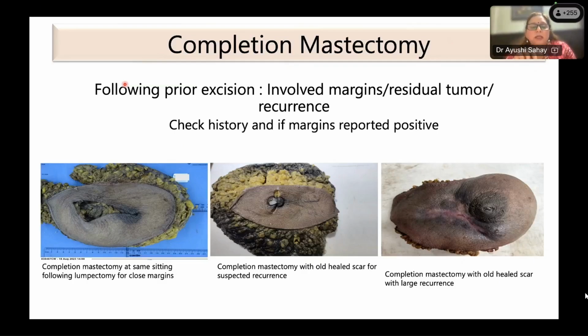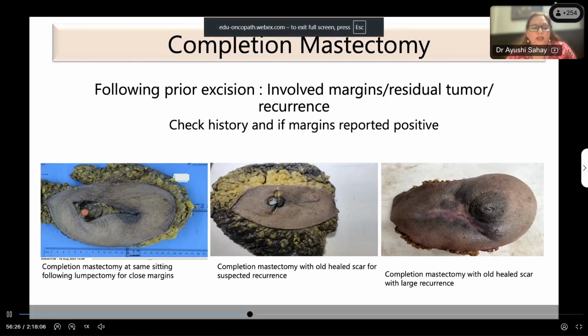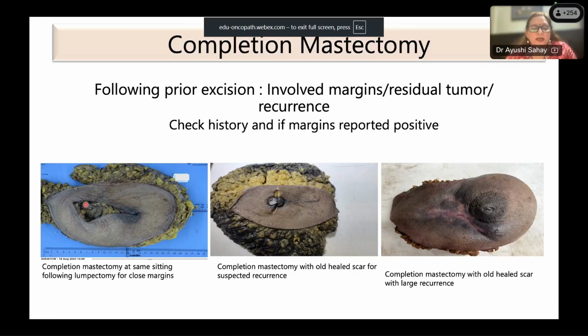Now, it can be that you have received a completion mastectomy in the same sitting as the wide excision or breast conservative surgery that has been going on. So you can have, in the same sitting, a lumpectomy that has been done, and for close margins or margins positive in frozen, they decided to go ahead and do a mastectomy. So this is a completion specimen done at the same time.